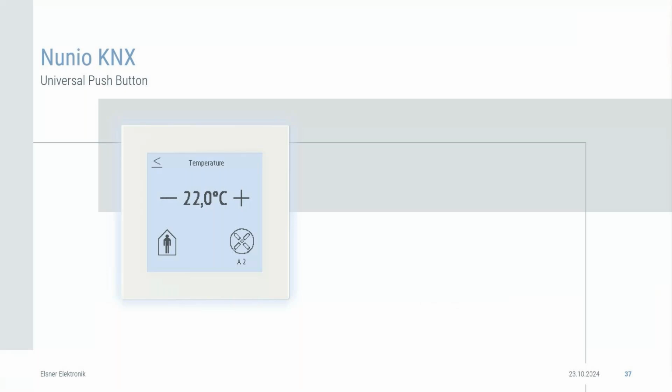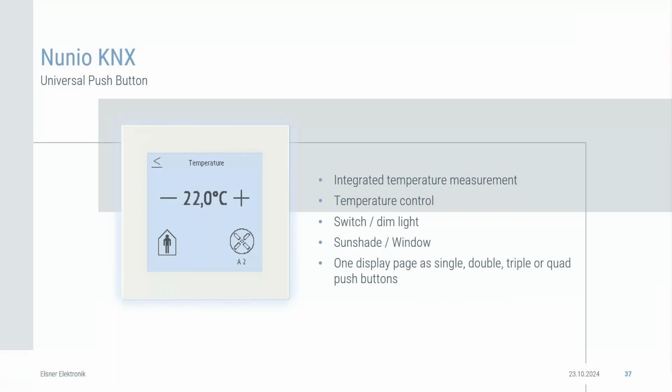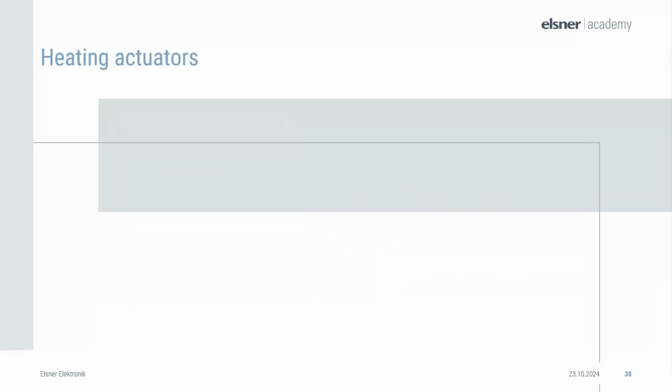The temperature controller with the HVAC switching is all included. We have also more pages that can be configured, for example, for push buttons. So you can configure this small little room controller also as a 1, 2, 3, and 4-gang push button. All right, I think that's the most important information about our Nuno. And next up, we're going to have a look at our actuators.